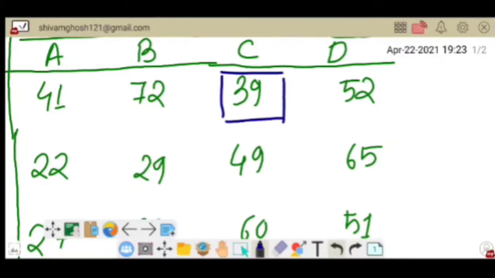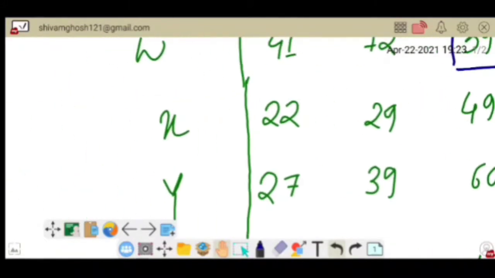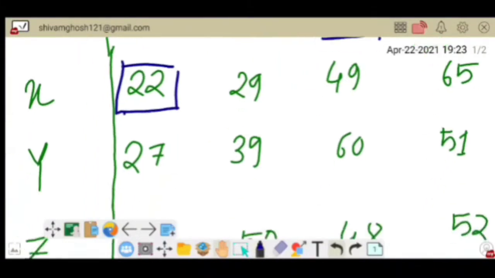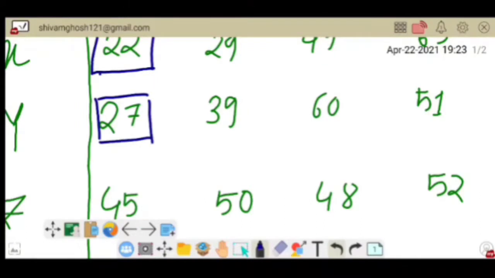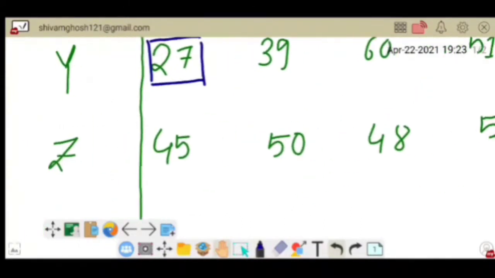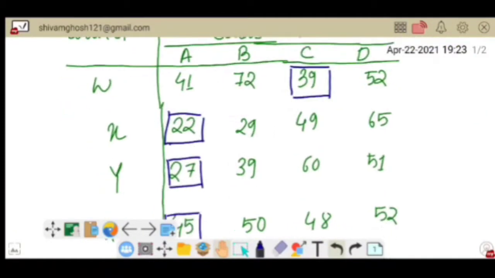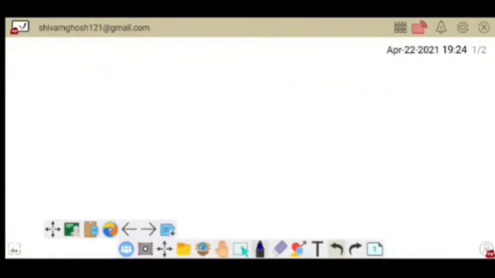Then at first we will select the minimum element, then we will subtract it and create a new matrix. In the very next row the minimum element is 22, from 22, 29, 49, 65. In the third row the elements are 27, 39, 60 and 51, so 27 is the minimum element. In the last row we can see 45, 50, 48, 52, so 45 is the minimum element. So it is our first job to select the minimum element from each row. Now we will create a new matrix by subtracting, and we'll write it down like that.